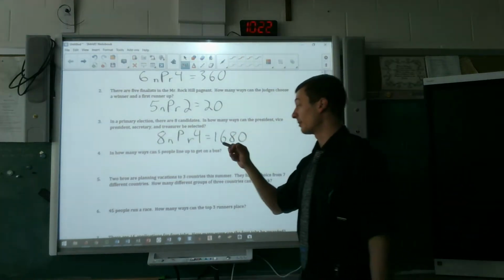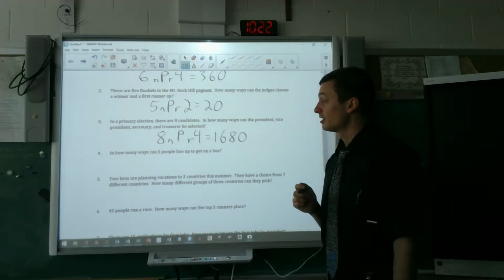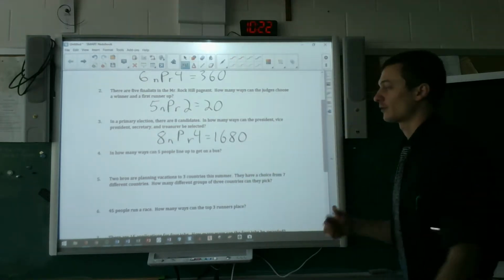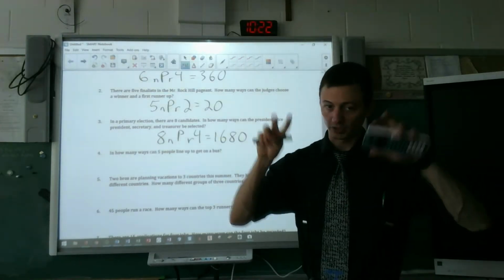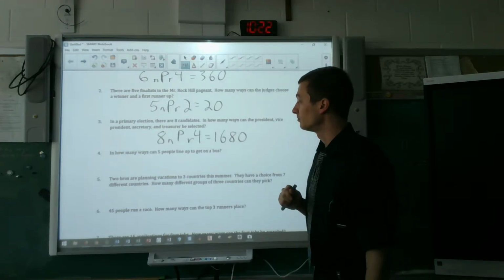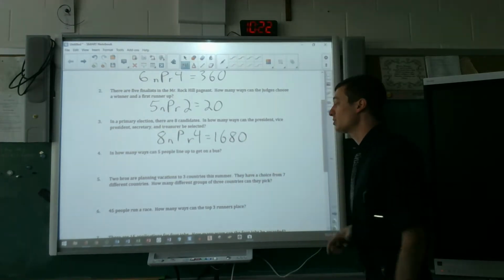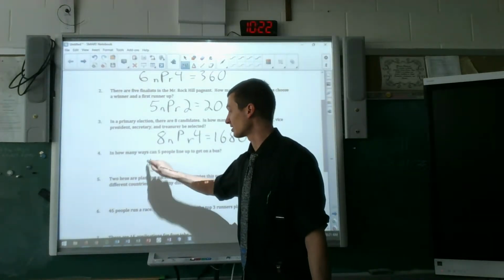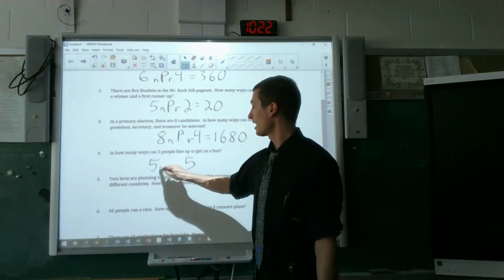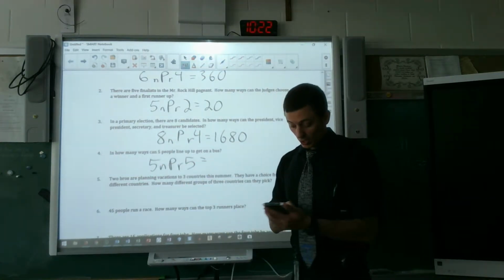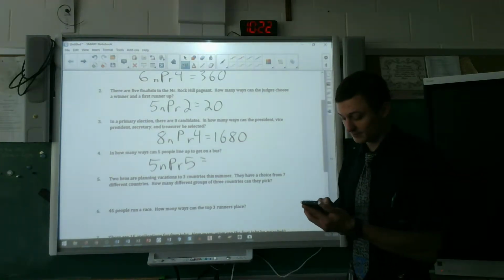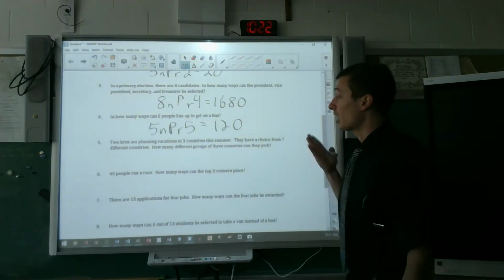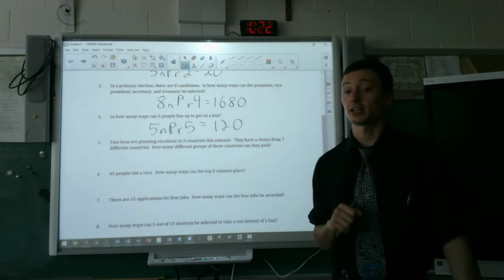Cool. So in how many ways can 5 people line up to get on a bus? Now, as far as my last trip to Kennywood was concerned, the back of the bus is super important. So the first person who gets on the bus is more important than the second person that gets on the bus. This only says how many ways can 5 people line up to get on a bus. So there are 5 people and we want all 5 of them, and order matters. So 5 nPr 5 is going to be 120. There's 120 different ways that just 5 people can line up to get on a bus.